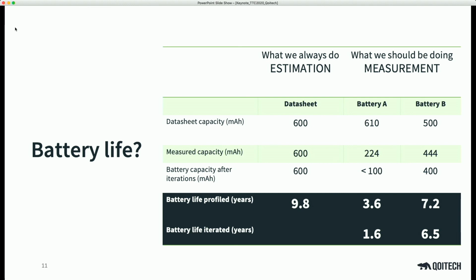So you started with, for battery A, 610, and now it's 224. Whereas the other batteries, yeah, they were actually honest with 500 and 444. Maybe, yeah, that looks okay.